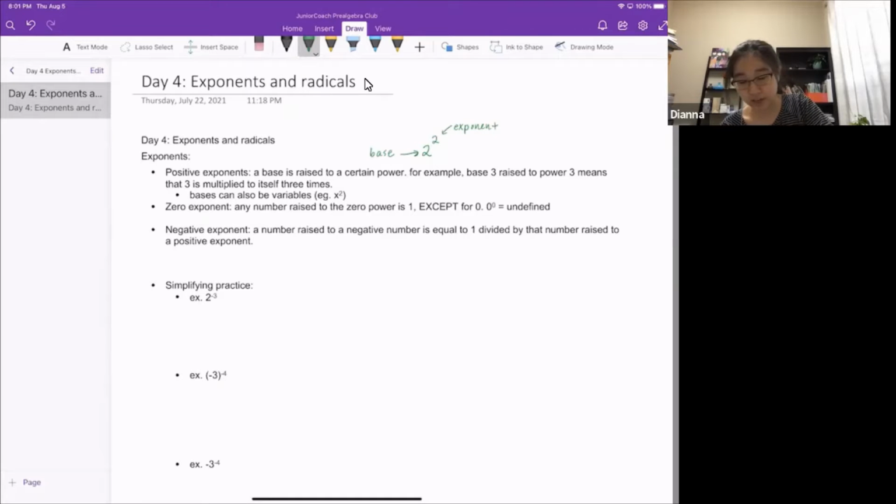So here I would say out loud 2 to the second power or 2 squared. And this just means that it's 2 multiplied by itself 2 times. So 2 times 2, and that's 4, right? And so that's the basic gist of how an exponent works.